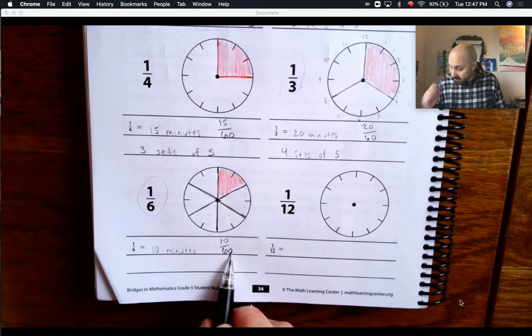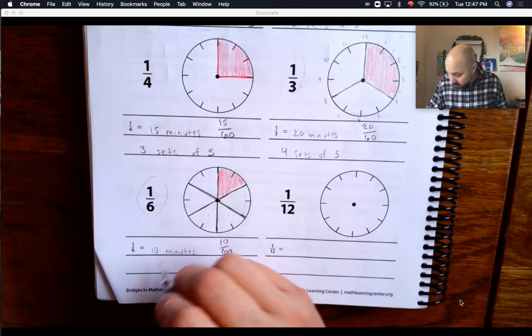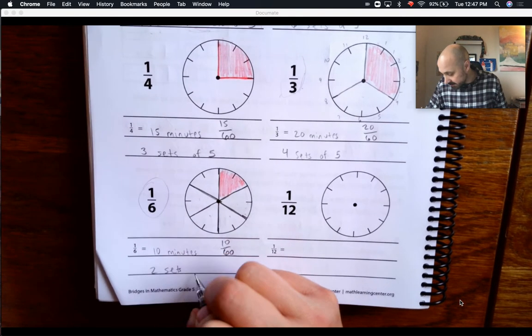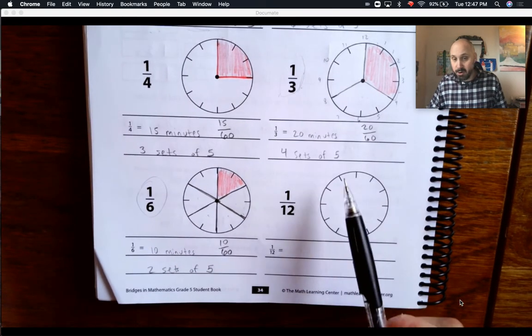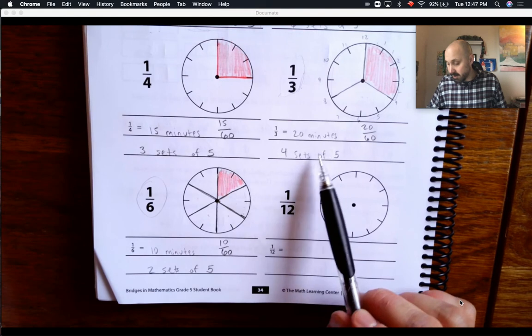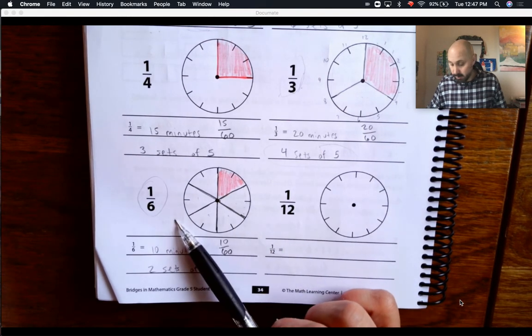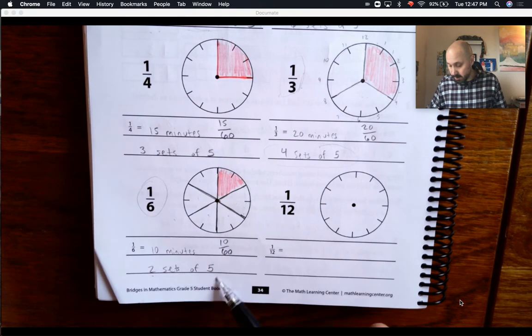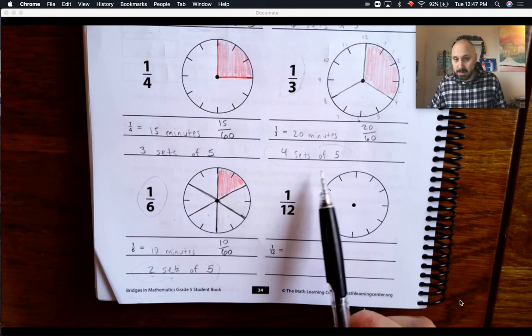And how many sets of 5 are there now? 1, 2. 2 sets of 5, which makes sense because a third is 4 sets of 5. And if a sixth is half that amount, then a sixth would be 2 sets of 5. So 2 times 5 is 10. 4 times 5 is 20. Okay.